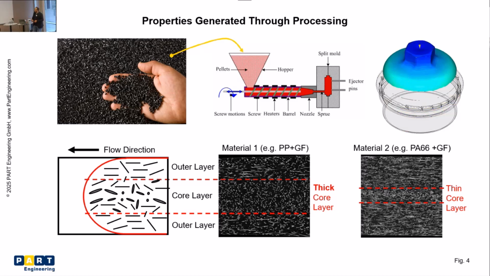And it also depends on the type of material. For example, if you're familiar with plastics like polypropylene, it has a different kind of fiber orientation over the thickness than a polyamide. In a polyamide, typically you see a thinner core layer.